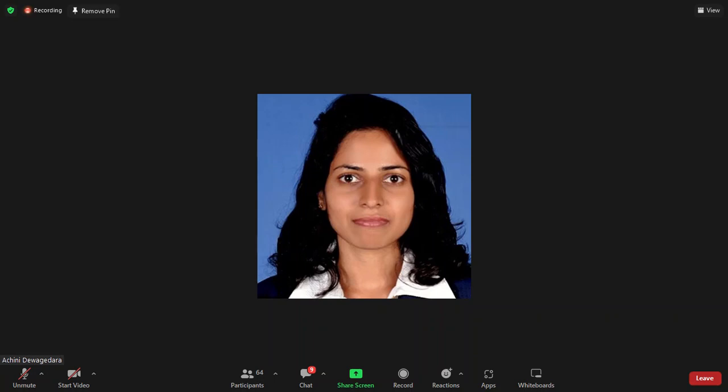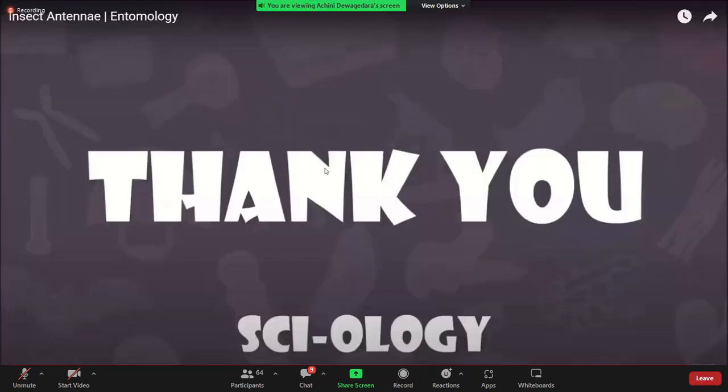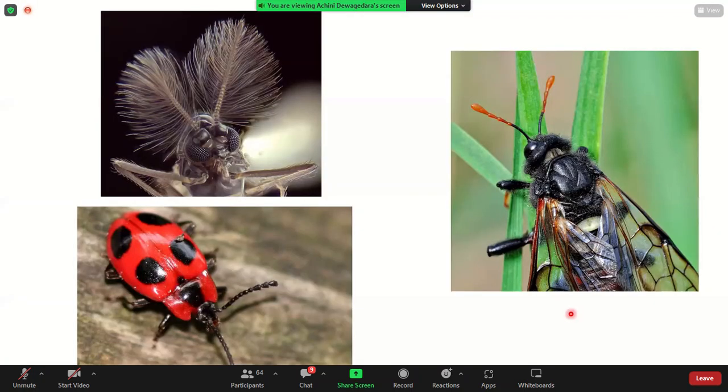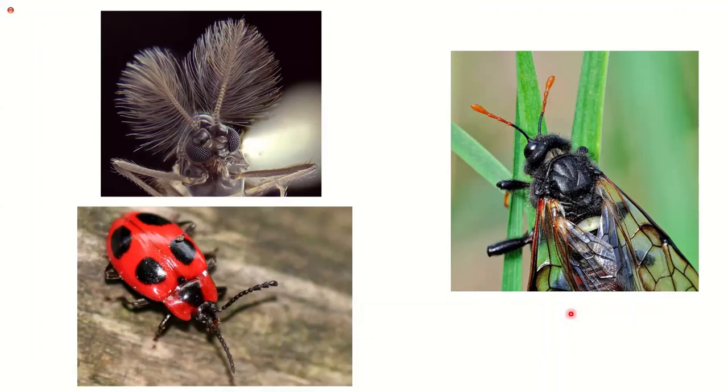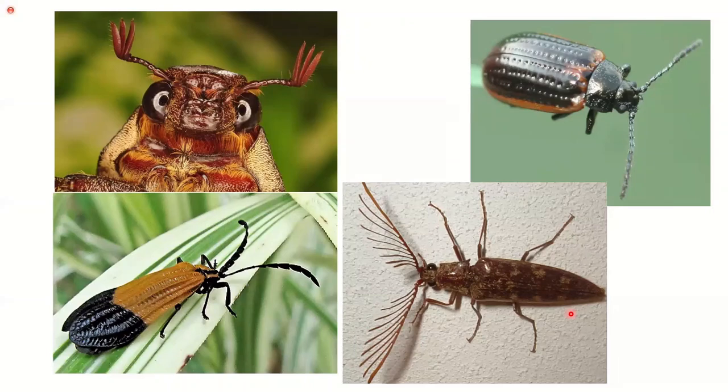Okay. I think you got an idea about different types of antennas. However, you don't need to remember those types and the names. What I have listed in the presentation is enough for you at this level. Just know that there are different types of antennas. Here you can see different types. Lamellate, serrate, there is a huge variation, and there are different names for all these different anatomies.